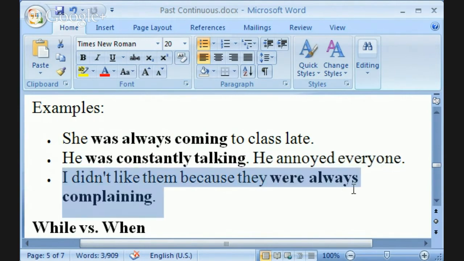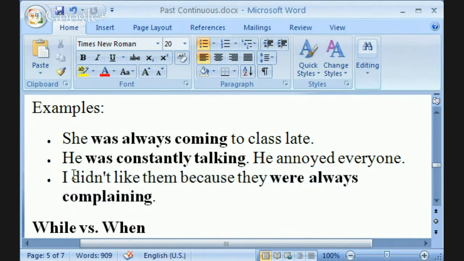I didn't like them because they were always complaining. Oh, okay. All right, so the idea here is you're using the past continuous in conjunction with always or constantly to show that the fact that they were doing this over and over again is very annoying for you.